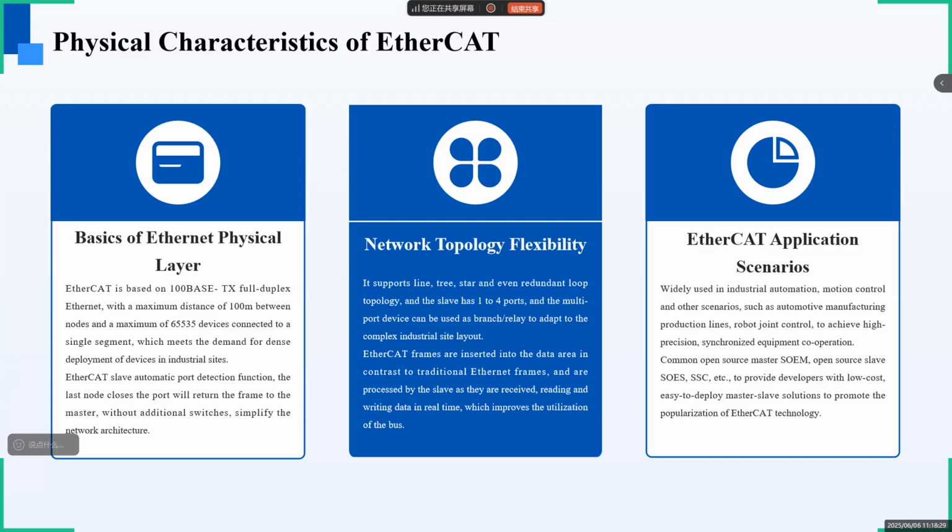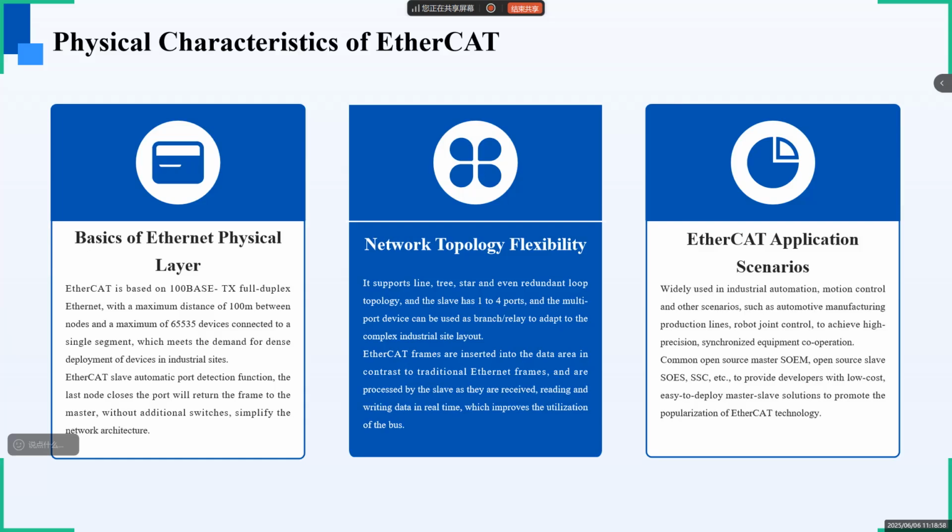Automatic port detection. The last one has an automatic closed port. Returns the data frame to the main station. No need for additional switches, greatly simplifying the network architecture. Supports frames, compared to traditional Ethernet stations. United Front receives and processes data simultaneously, reading and writing data in real time, improving the utilization rate of the bus.